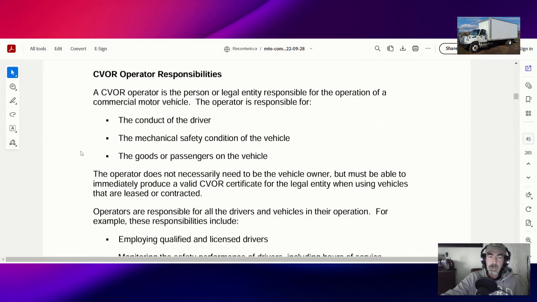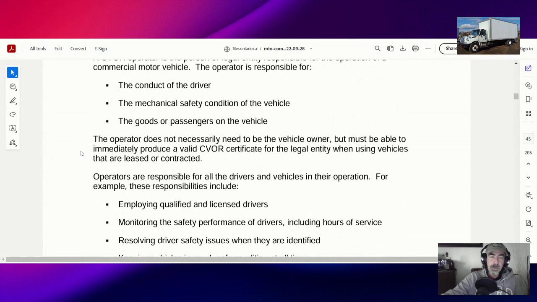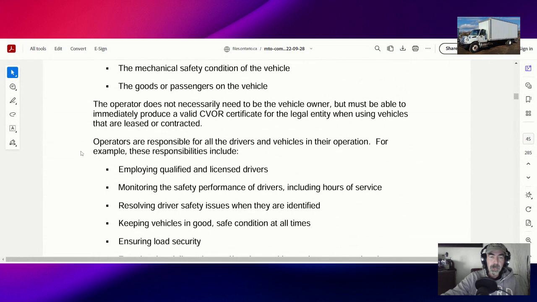CVOR operator responsibilities. A CVOR operator is the person or legal entity responsible for the operation of a commercial motor vehicle. The operator is responsible for the conduct of the driver, the mechanical safety condition of the vehicle, and the goods or passengers on the vehicle. The operator does not necessarily need to be the vehicle owner, but must be able to immediately produce a valid CVOR certificate for the legal entity when using vehicles that are leased or contracted.